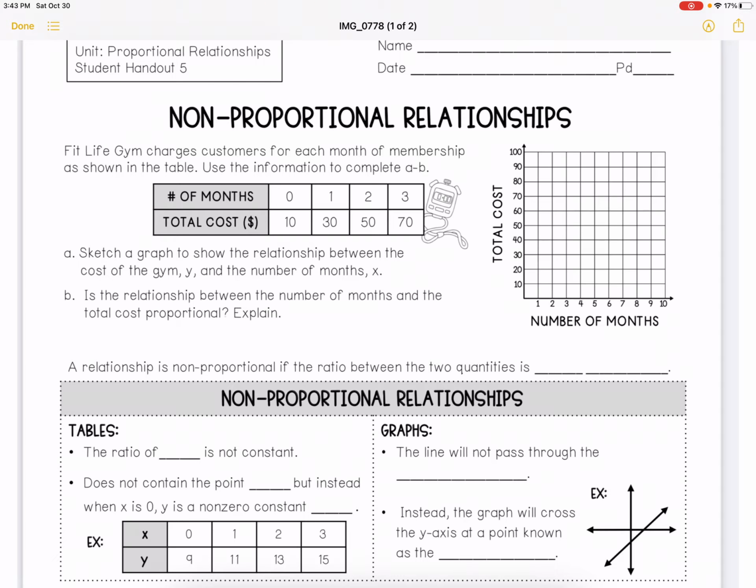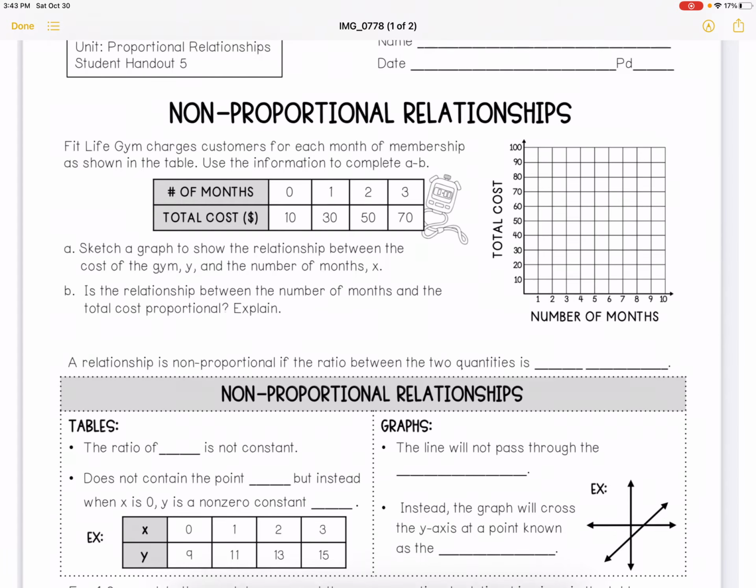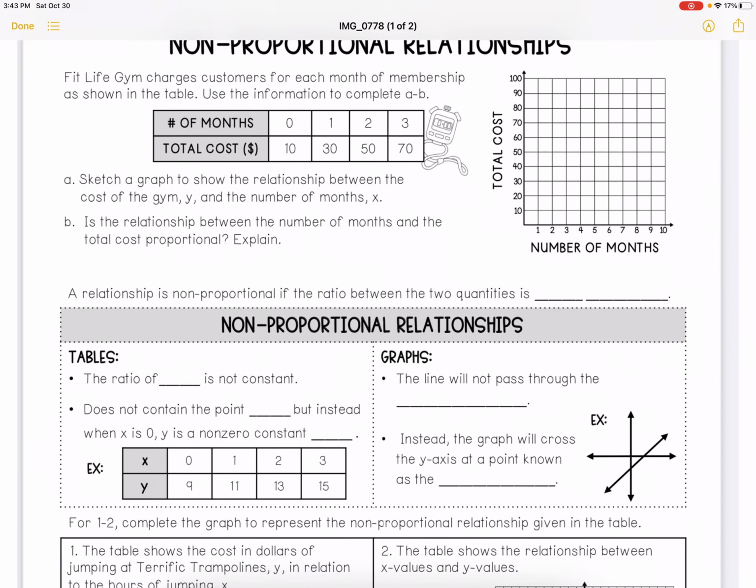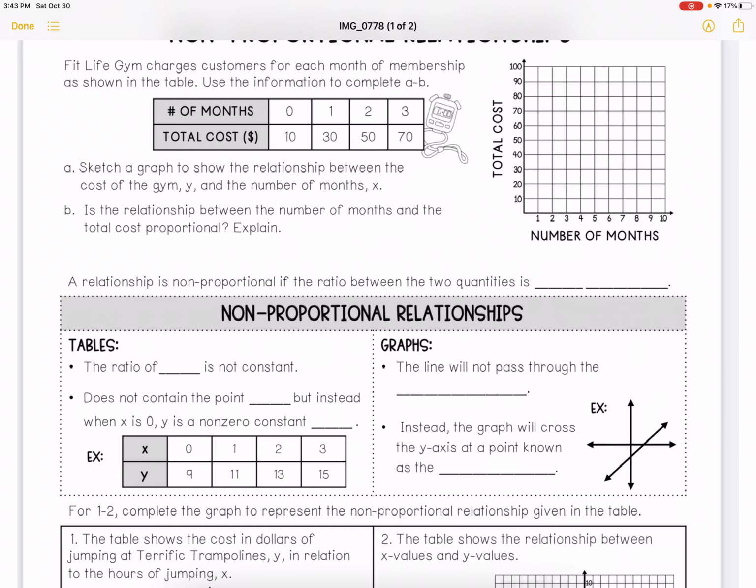Handout 5, non-proportional relationships. All right, so if we have proportional relationships, it stands to reason that we would have non-proportional relationships. So let's see what we need to know about them. Okay, first, FitLife Gym charges customers for each month of membership as shown in the table. Use the information to complete A through B.